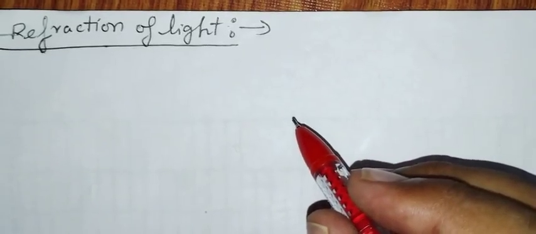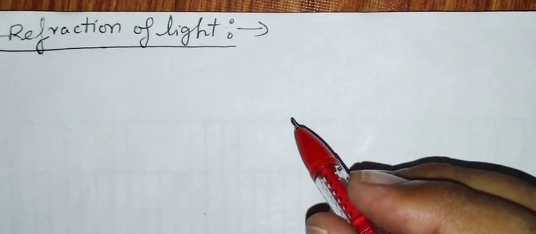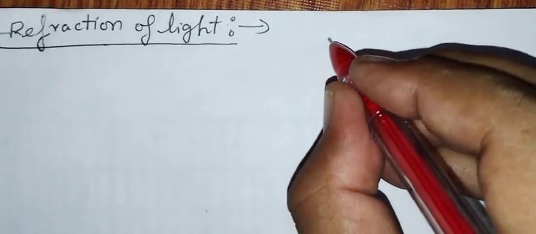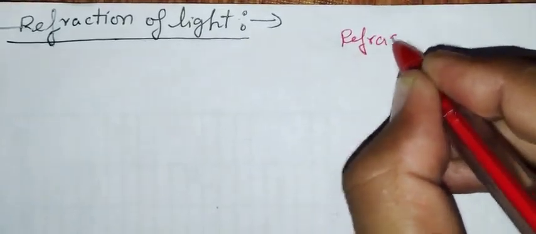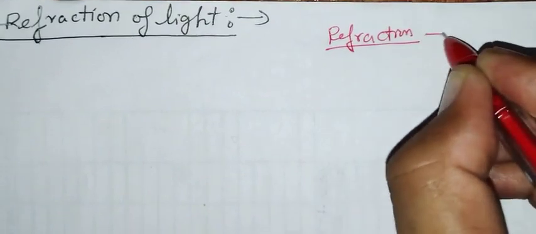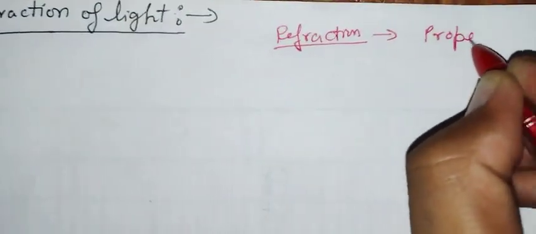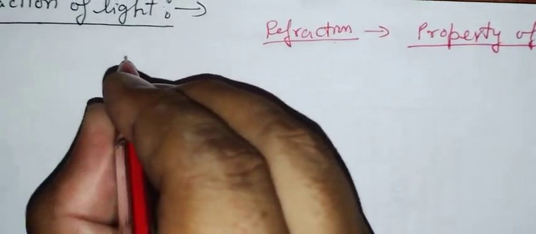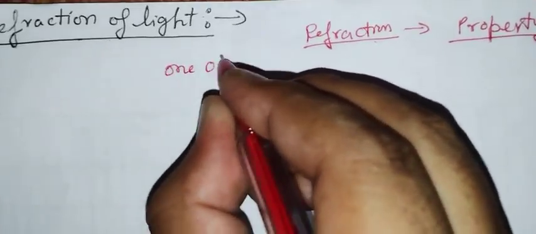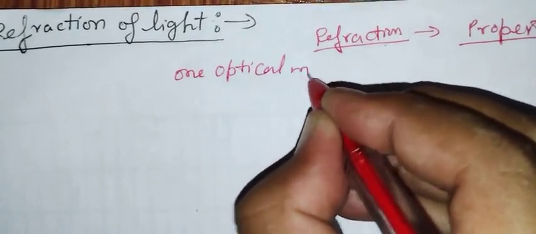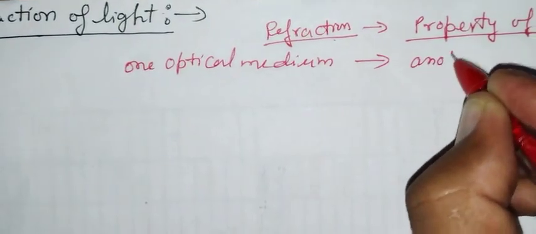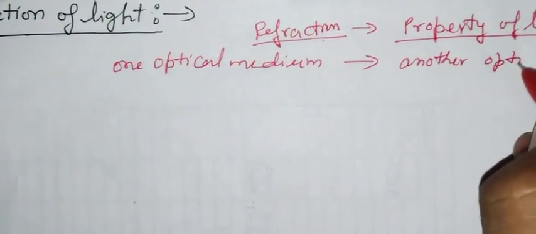Hello student, we are going to see one important topic of light, that is the refraction of light. The term refraction refers to the property of light. This property of light occurs when it passes from one optical medium to another optical medium.